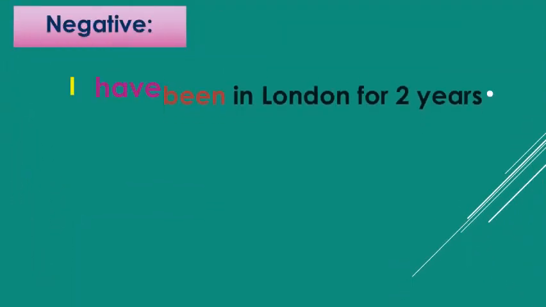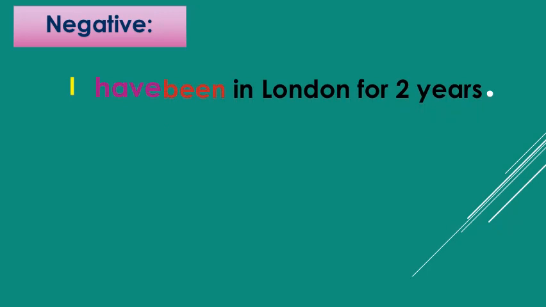The negative case. Here we have an example about the affirmative form: I have been. We just add not, so it becomes I have not been. So we added not between the auxiliary verb and the main verb.